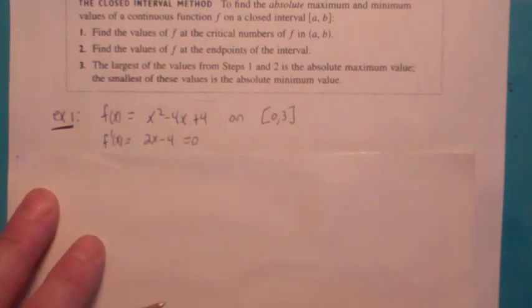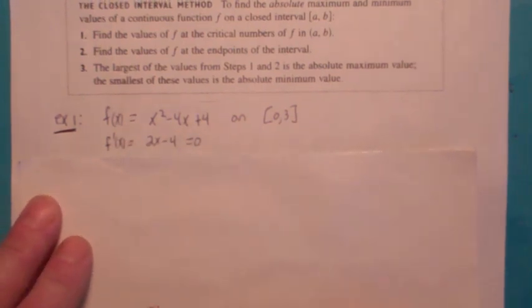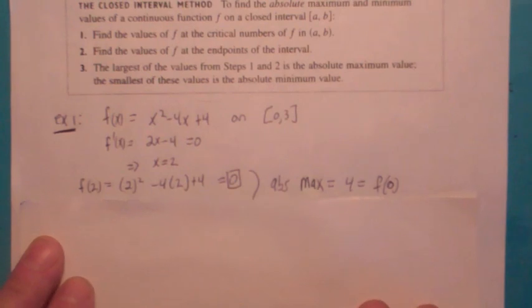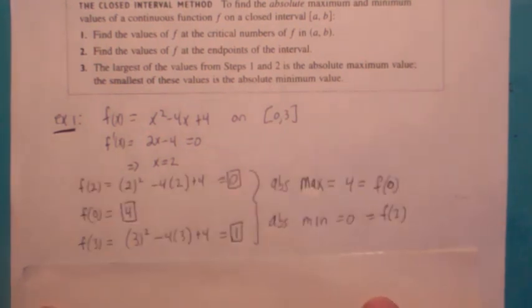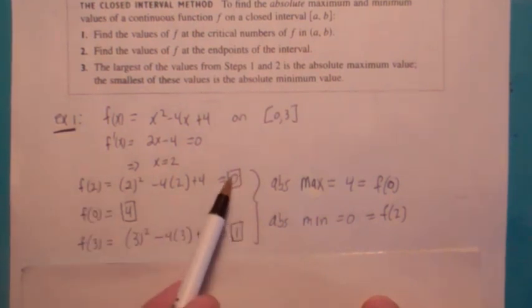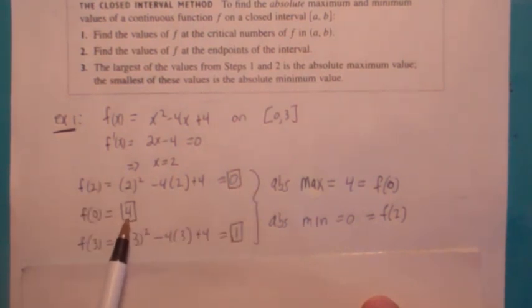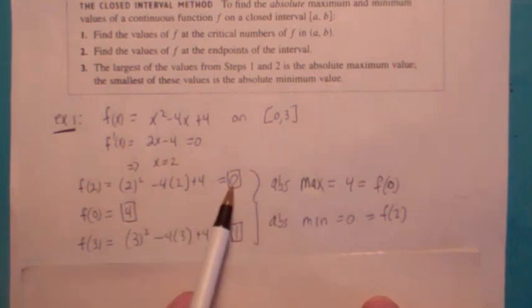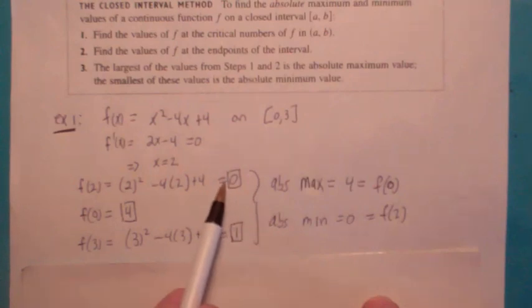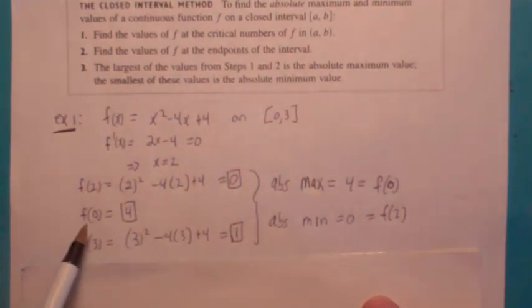We find the critical numbers, which means you take the derivative, you set it equal to 0. In this case, the only critical number is x equal 2. Then all you have to do is find f of the critical number, so f of 2 turns out to be 0. F of the endpoints, and the theorem says one of these three values, the biggest is going to be the max. So the absolute maximum is 4. The smallest will be the absolute minimum. In this case, the smallest is 0. So the absolute minimum occurred at the critical number, and the absolute maximum ended up occurring at the left endpoint.